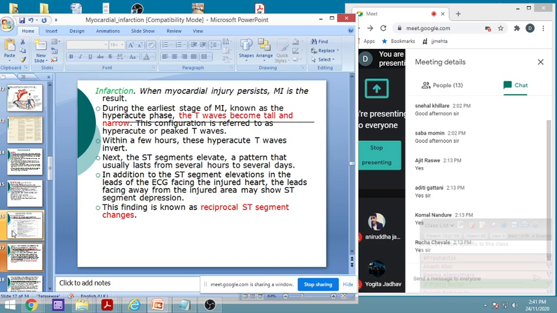When the myocardial injury persists, MI is the result. During the earliest stage of the myocardial infarction, called the hyperacute phase, the T wave becomes tall and narrow, and it is referred to as a hyperacute or peaked T wave.